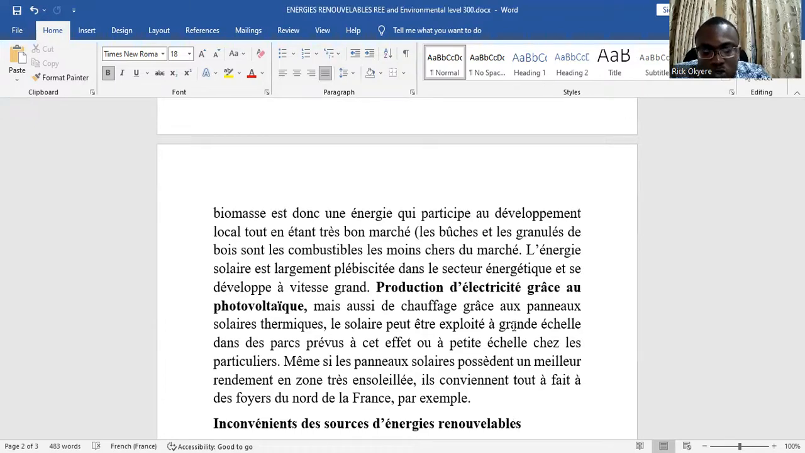Okay? So, l'énergie solaire, which is the solar energy, can be used to produce electricity grâce au photovoltaïque because of its photovoltaic element. So if I ask you about the production of electricity, solar energy can be used to produce energy thanks to its photovoltaic properties. Okay, that is how you can use the sun's energy to produce light.